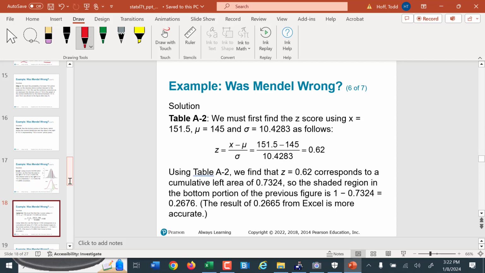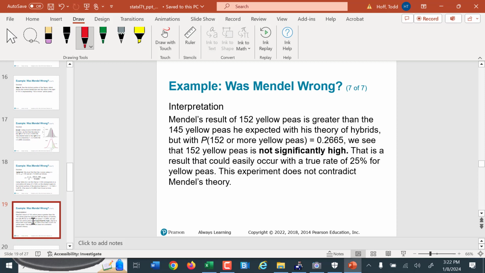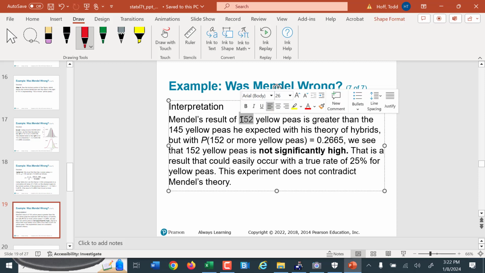Because this is not terrible, 25% is not significantly low or anything like that. So we would say this is still acceptable. This could still just be the result of random variations. Genetics is not a definite numbers science. It predicts probabilities, but it does not predict absolute numbers. So if the rate of yellow peas is truly 25%, getting 152 yellow peas out of 580 is not a significantly high value, so it does not contradict Mendel's theory.